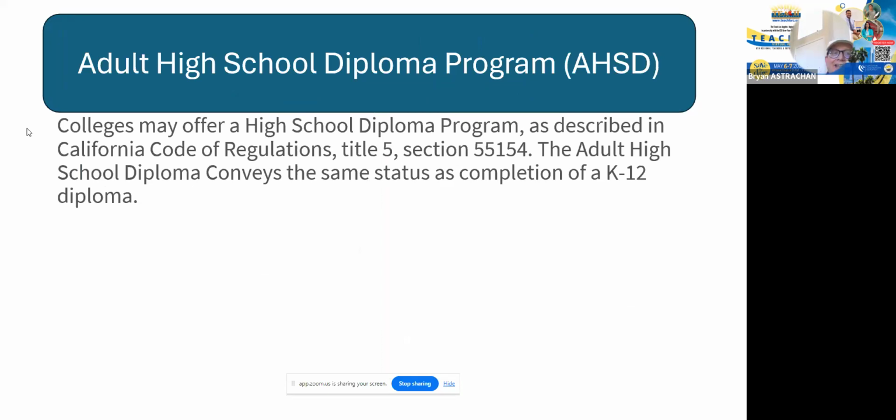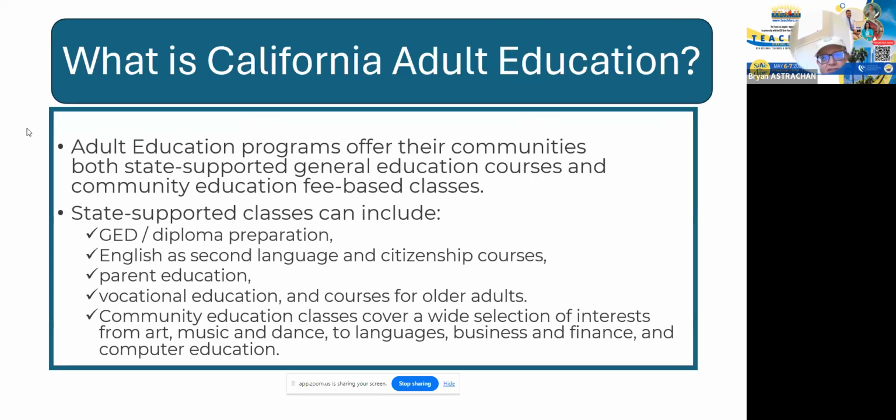So now we're looking at, again, the community college. It says colleges may offer a high school diploma program as described in the California Code of Regulations, as I mentioned, Title V. The adult high school diploma conveys the same status as completion of a K-12 high school. So in other words, it's accredited by WASC, which is the Western Association of Schools and Colleges.